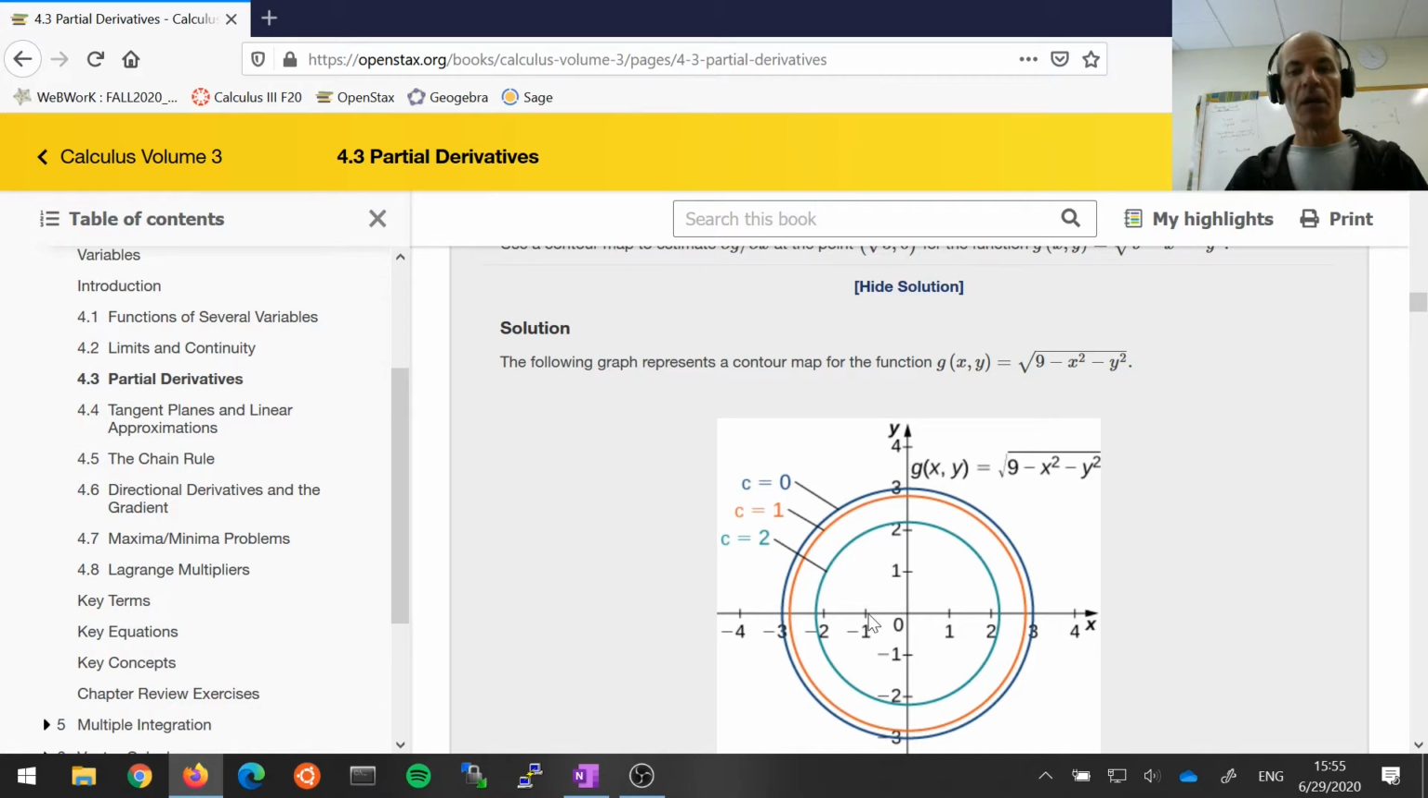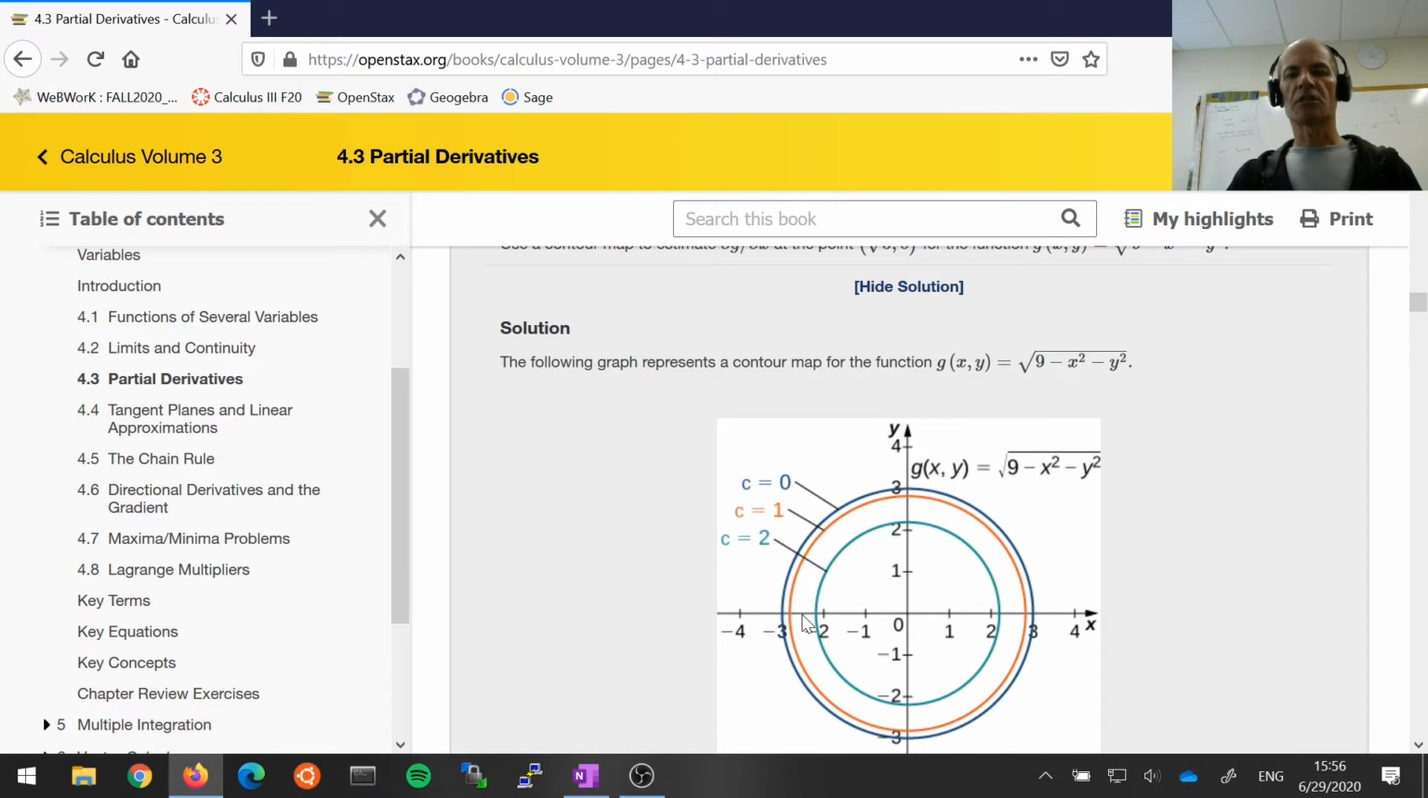Over here on the other side, what would we expect the partial derivative of g with respect to x to be as we move towards the origin? It's increasing. We would expect the partial with respect to x to be positive here.